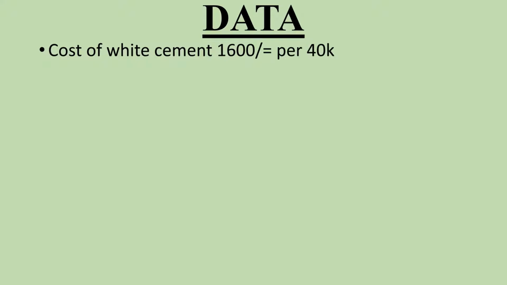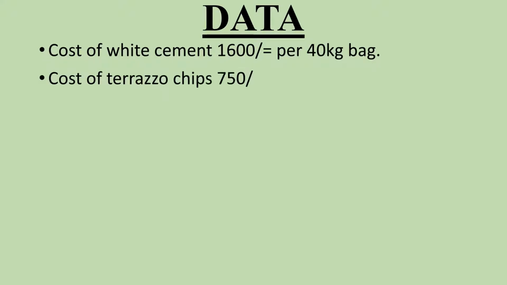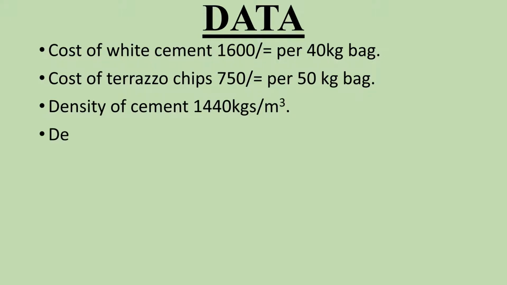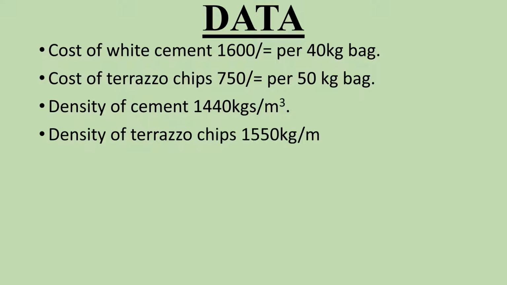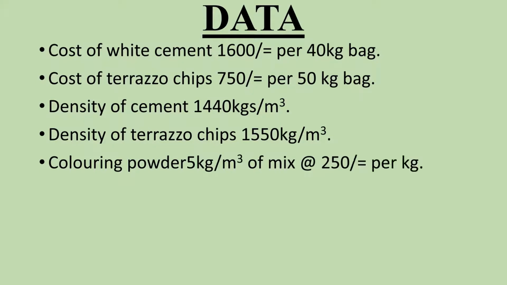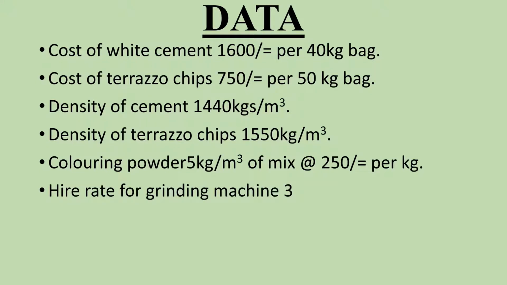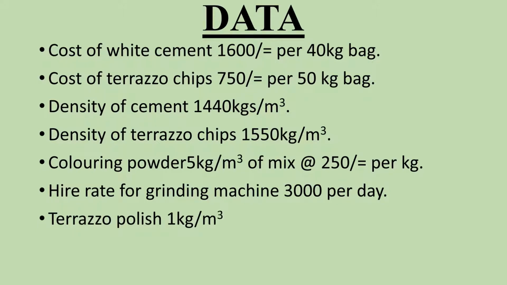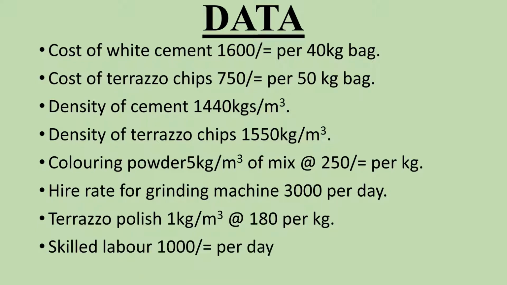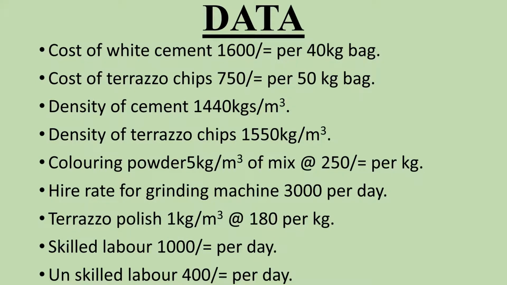Cost of white cement 1600 shillings per 40 kg bag. Cost of terrazzo chips 750 shillings per 50 kg bag. Density of cement 1440 kilograms per meter cubic. Density of terrazzo chips 1550 kilograms per meter cubic. Coloring powder 5 kilograms per meter cubic of mix at 250 shillings per kilogram. Hire rate for grinding machine is 3000 shillings per day. Terrazzo polish is 1 kilogram per meter cubic at 180 shillings per kilogram. Skilled labor is 1000 shillings per day and unskilled labor is 400 shillings per day.